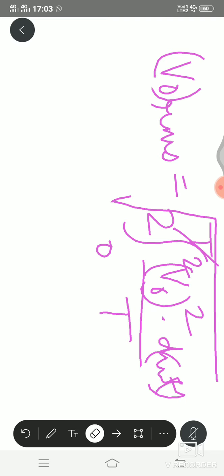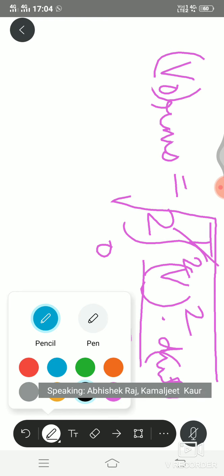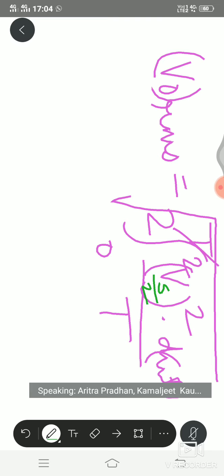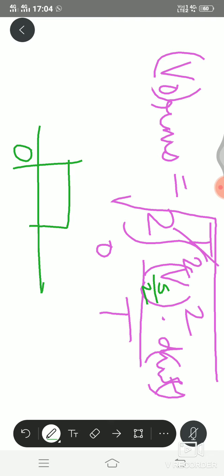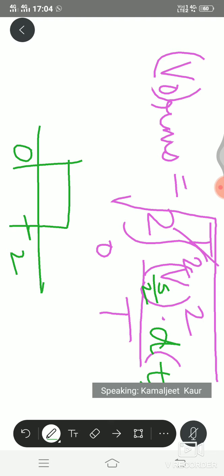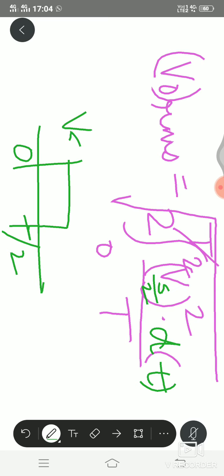Vs by 2. Okay. So I am writing Vs by 2 because it is very much clear from the waveform, from 0 to T by 2. Sorry, it will be with respect to omega t, d omega t. Okay, so from 0 to T by 2, the value of V naught is Vs by 2. That is why I'm writing like this.